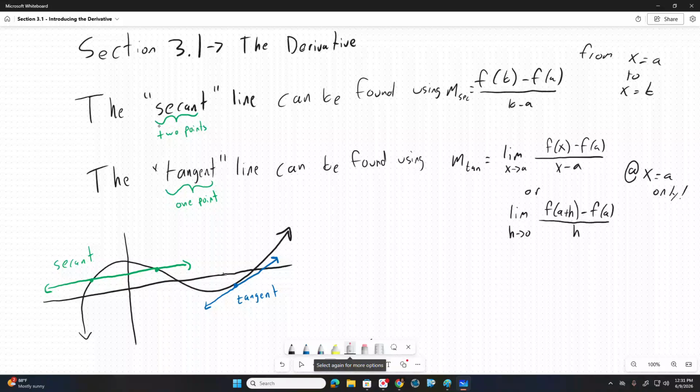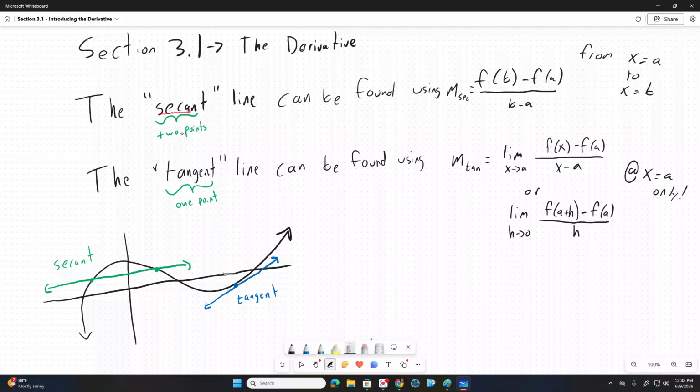So the first thing I want to talk about is the idea of what we call a secant line. And this is a line that travels through 2 points. You give me a function f and a starting point and a stopping point, and I can find a line that travels through them using this as an equation for slope. Now, we use the letter m to represent the slope, and we also write SEC, standing for secant line.